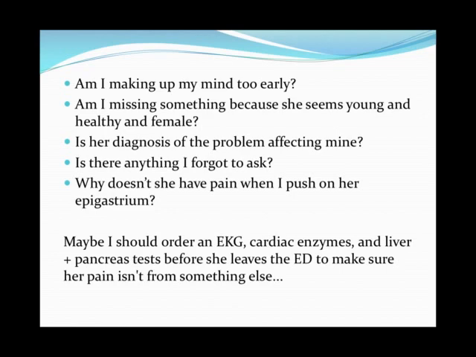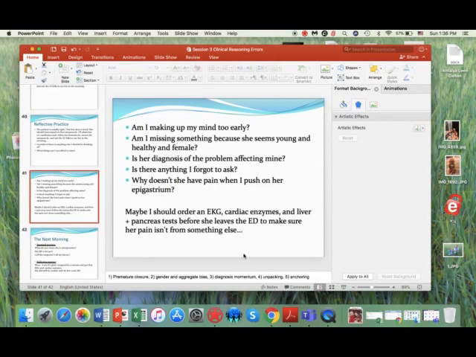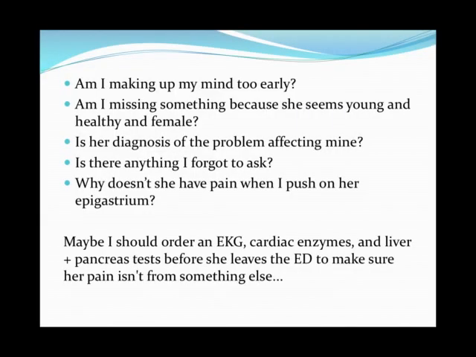And am I missing something because she seems young and healthy and female? Remember, that's the aggregate bias, where we're taking this group in general, a young, healthy female, and we're saying that maybe we're not thinking about a certain issue because of that. Or this question could even fall under the gender bias. So like I said, sometimes it's multiple different things. Because she's a female, is that influencing my diagnosis inappropriately or too strongly?